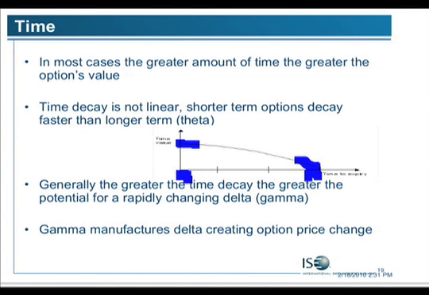The Greek term for that is theta. Generally, the greater the time decay, the greater the potential for rapidly changing delta, and that's called gamma. Gamma manufactures delta, so there's this relationship between theta and gamma. If you buy an at-the-money option, you're going to get a lot of gamma. But the disadvantage of buying that gamma is that you're getting an option that's decaying a certain amount each day. The at-the-money options are going to decay even more.